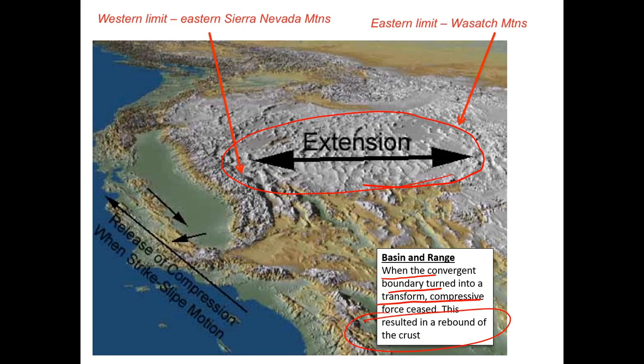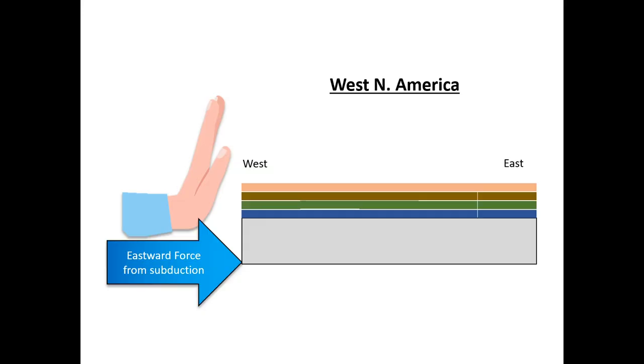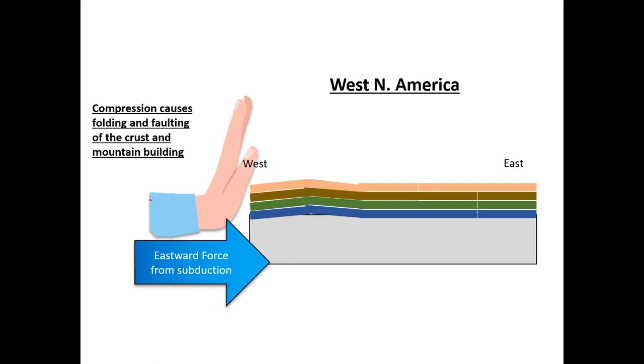It's kind of like if you were to imagine crinkling up a piece of paper, and then you let go and stop compressing it, that piece of paper is going to rebound and crinkle back out, okay? So imagine this. Here's Western North America, here's the West, there's the East, and this is the original boundaries of it. We're going to start crinkling it up with eastward force from subduction of the Farallon plate, okay? So we're going to start pushing it.